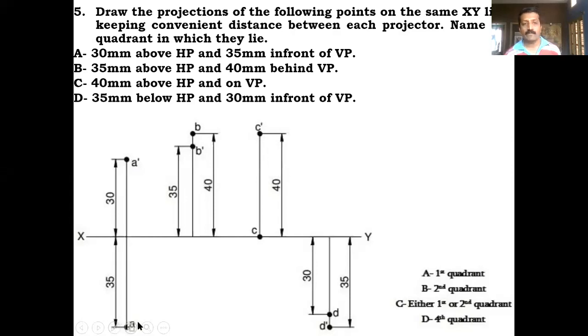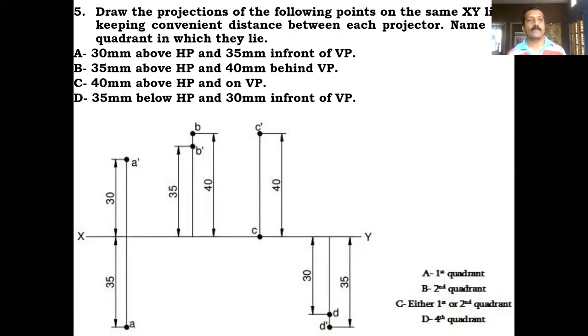till it meets this 35 millimeter line, and call that one more point A, because it's a top view. So the front view and top view for the point A is completed. And which quadrant does it lie in? It lies in the first quadrant.